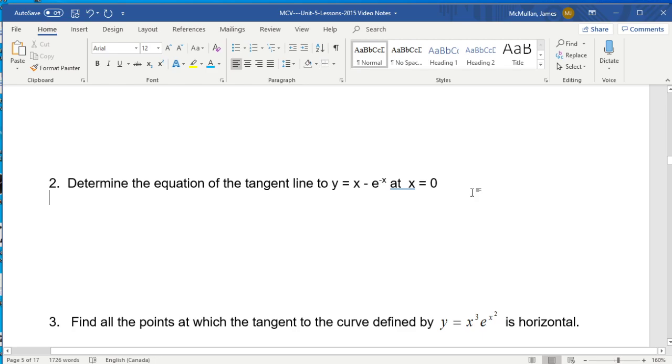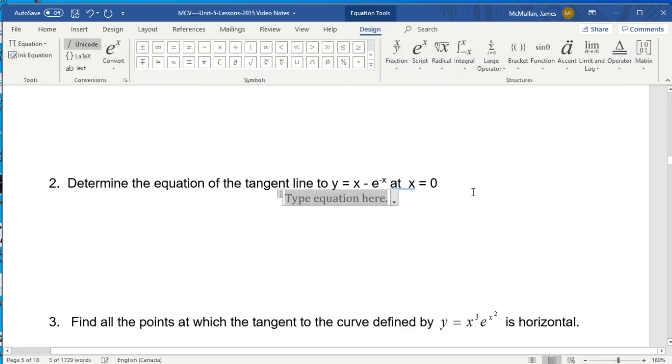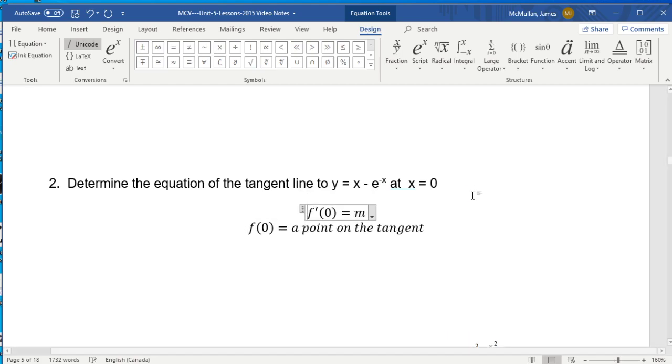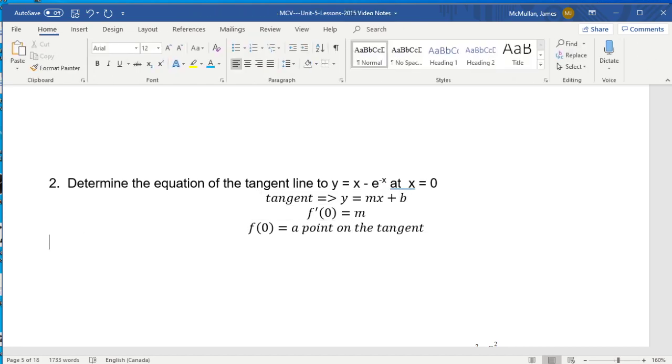I will do the tangent question just to remind you. What do we need to get a tangent? We need f prime of 0 to be equal to our slope. We know that f of 0 is a point on the tangent. Let's also remind ourselves that a tangent is going to be given by y equals mx plus b. That's what a tangent is. You're looking for a straight line that has two qualities: its slope is the same as your function's slope, and its point is the same as your function's point.